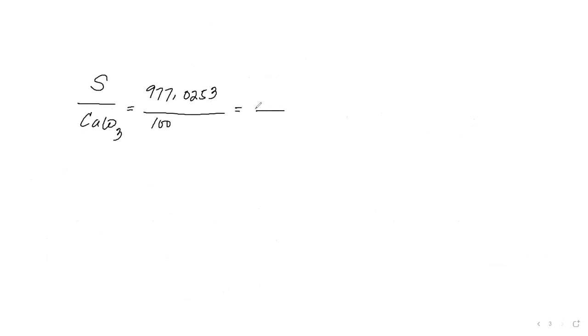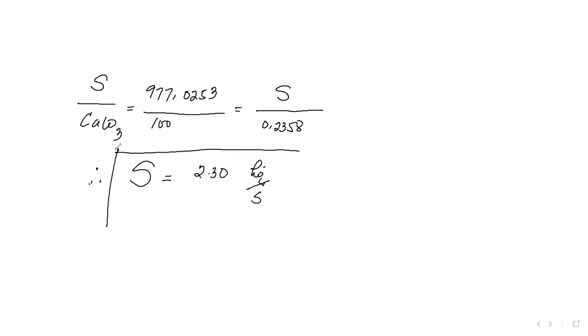Then what would be the corresponding S that will be produced if we will only have as much as 0.2358 of calcium carbonate. So this is calcium carbonate, this is calcium carbonate, this is S based on this amount of calcium carbonate, and this is S for this amount of calcium carbonate. Therefore, the amount of wash water that we'll be using here is 2.3 kilograms per second. So this is the answer to our problem.